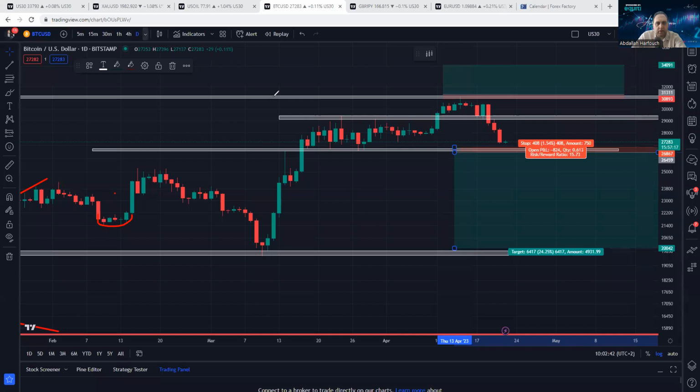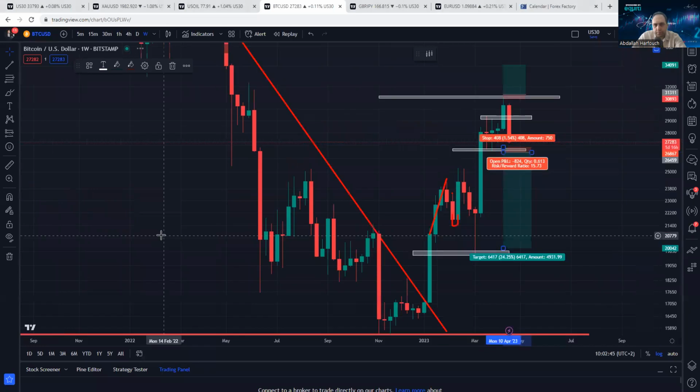Let's see on the weekly also. This is the reversal weekly, closing this week like this. Next week will be interesting. I'm not saying that it's done, it's going to go down. Be careful with what I'm saying. I'm saying that we have a big potential to push down.